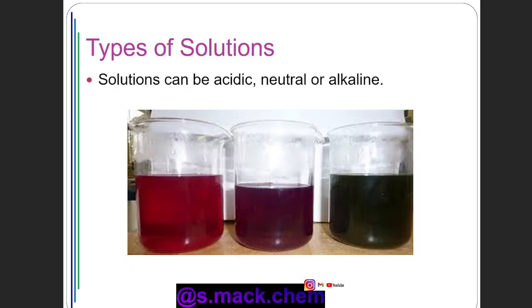Let's look at the slide where, before we begin to talk about what acids are, I just want to refresh your memory by stating that there are different types of solutions, where a solution will contain a solute or more than one solute. And a solution can be acidic, neutral, or alkaline. We will begin by looking at acidic solutions, that is, acids.